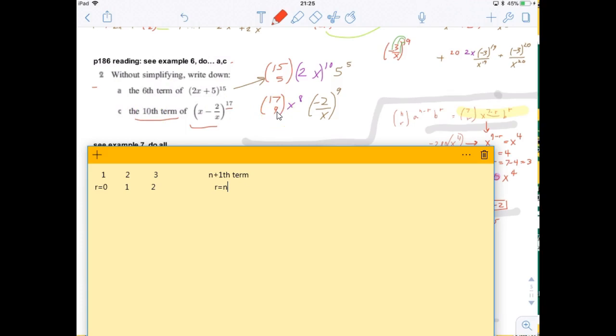So there's our red 9. And there's our brown 9 here, because we know that the R value is also the exponent of the B term. What's the B term? Negative 2 over x. We keep the subtraction sign as part of the B term because that accounts for it, and then you could just forget about it, okay?